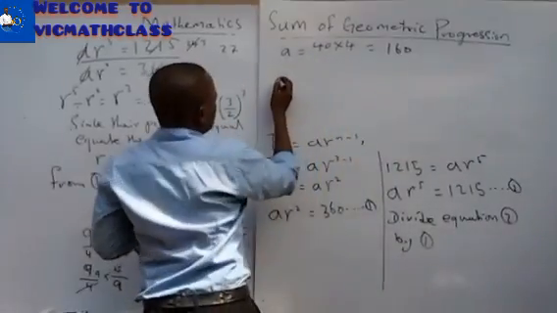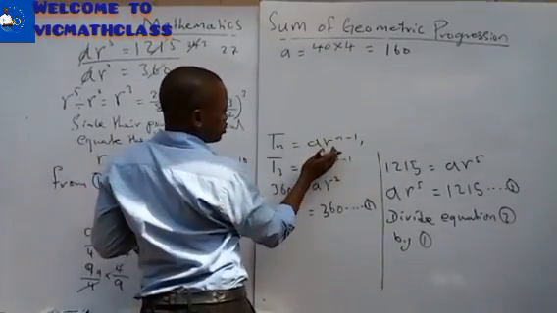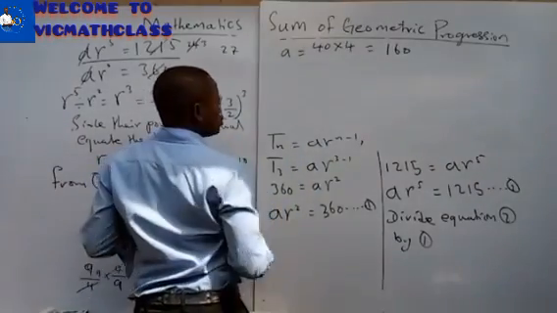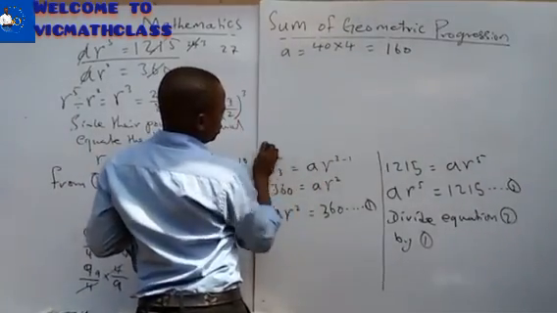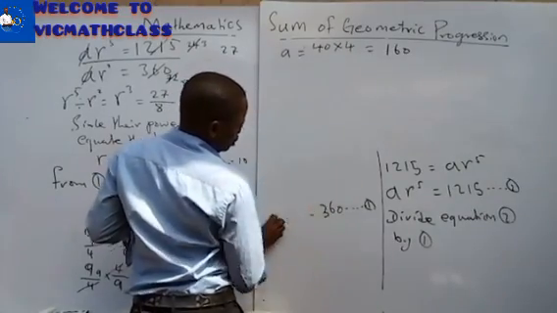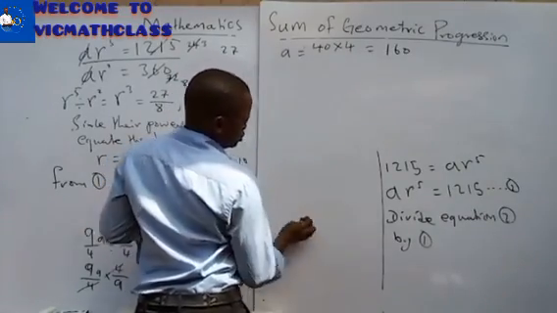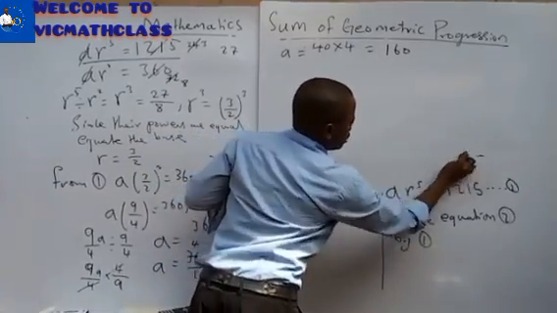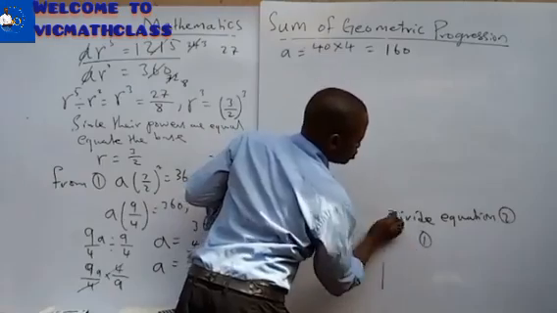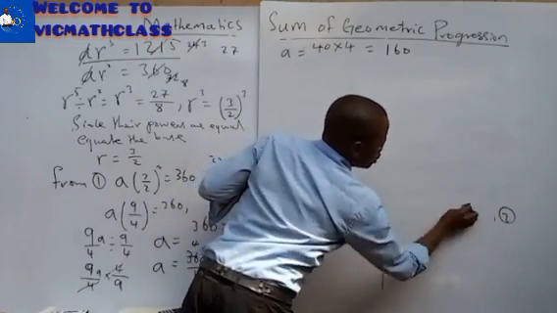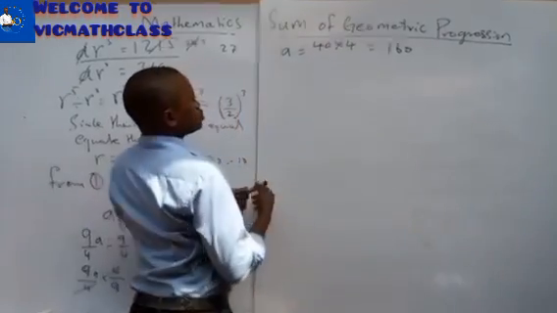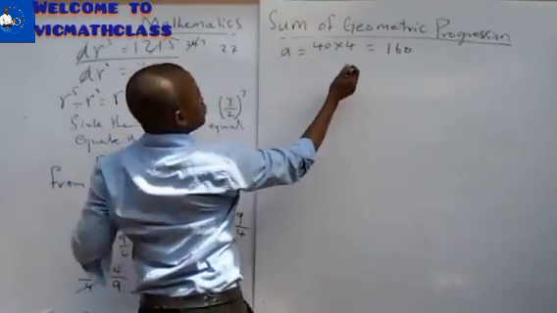All right. So they asked us to find the sum of the first four terms. So you recall the mathematical expression we use for calculating the sum of a geometric progression. We derived it in the last class. Please go and look at that class so that you can follow what we did there.